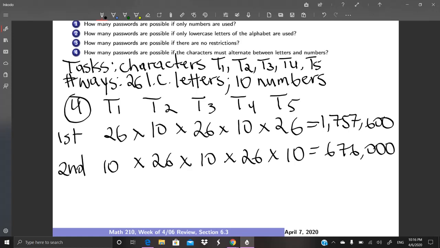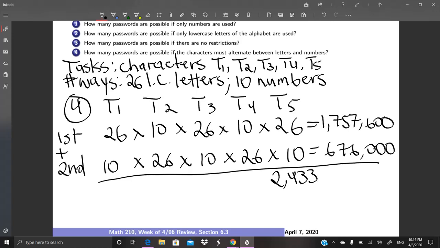So what you do in the end is you add these two numbers together, right? You want to do the first option plus the second option, and what you get in the end is this number, 2,433,600. Right, so that's how many passwords are possible if you decide to alternate between letters and numbers. You have to add both possibilities. Okay, so that takes care of number 10 on WebAssign.